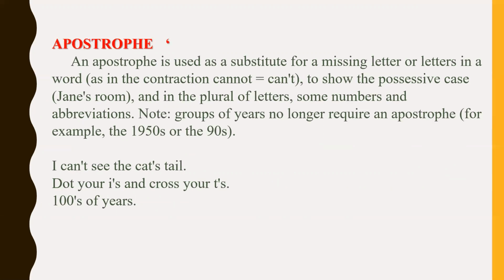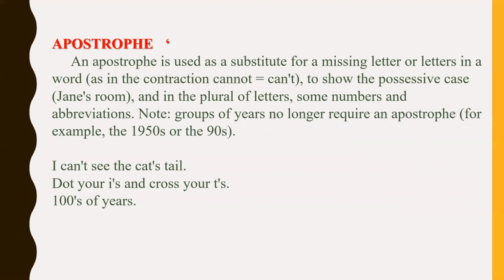Then coming to apostrophe. Apostrophe is used as a substitute for a missing letter or letters in a word. For example, instead of "cannot" you use the word "can't." Do not, you use the word "don't." For that, you use an apostrophe. Then for some numbers, for example, 1991, they say just apostrophe 91. For example, 1990s, apostrophe s.